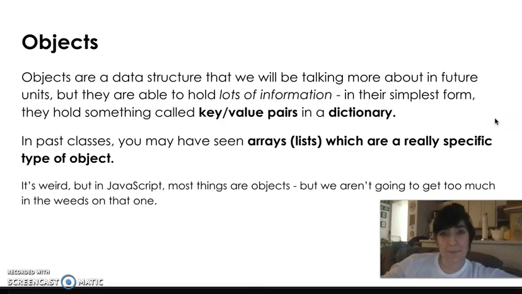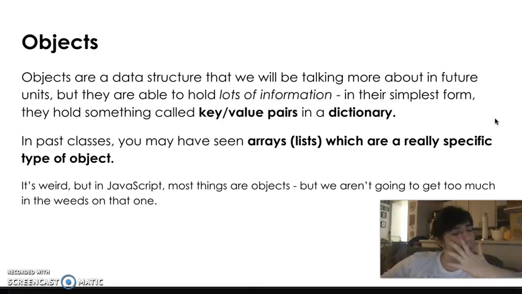Our final data type is one that we're going to talk about a little more in future lessons and in future units, but there is a data type called objects, and objects are a data structure that are able to hold a lot of information at once. In their simplest form, they hold something called key-value pairs in a dictionary, which is the most primitive version of an object you can get in JavaScript. And in past classes, you may have seen arrays, which are our fancy computer science word for lists. And those are just a really specific type of object.